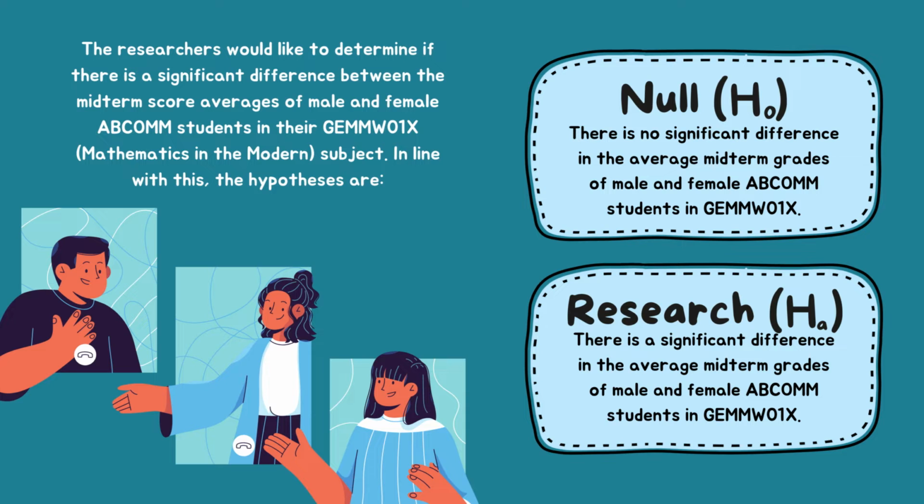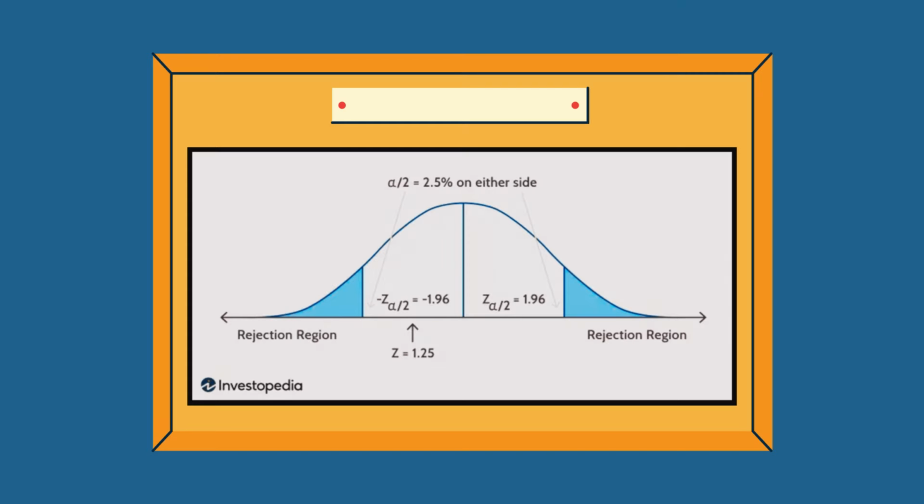Subject. In line with these, the hypotheses are: the null hypothesis would be there is no significant difference in the average midterm grades for male and female ABCom students in mathematics in the modern world. And for the alternative hypothesis, there is no significant difference in the average midterm grades of male and female ABCom students in mathematics in the modern world.